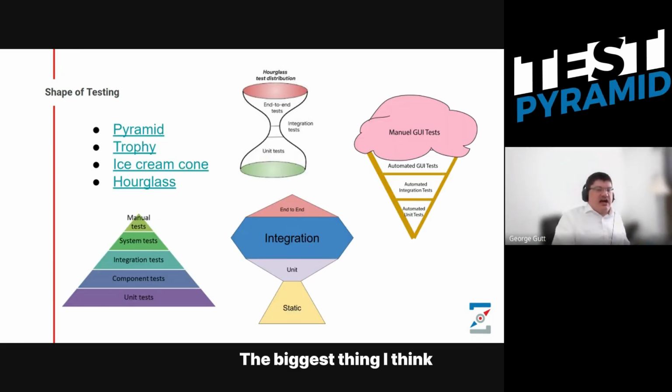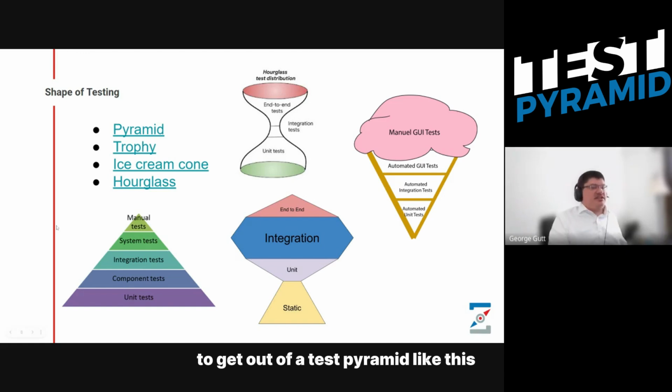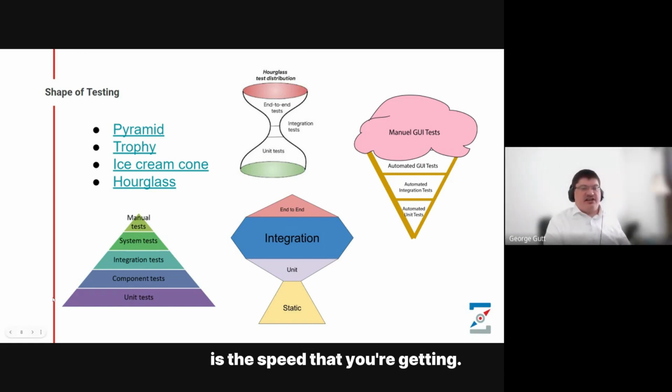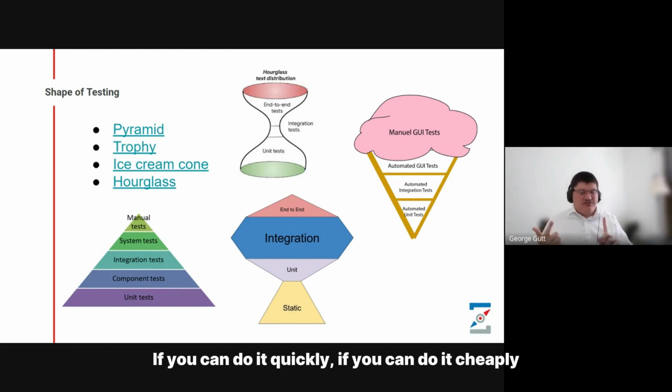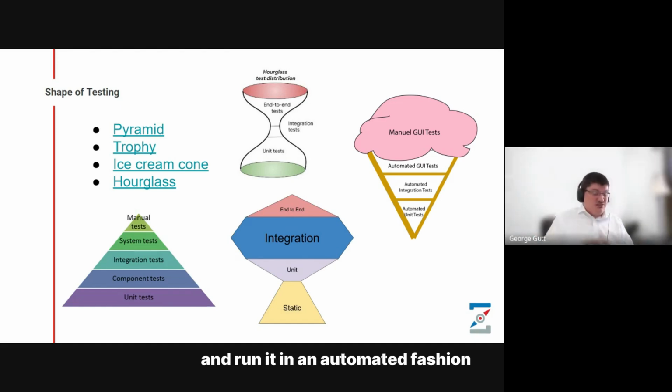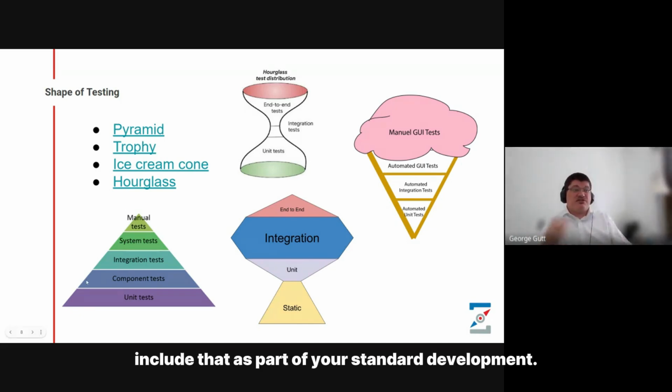The biggest thing I think to get out of a test pyramid like this is the speed that you're getting. You want a lot of very fast tests and not as many very slow tests. If you can do it quickly, if you can do it cheaply, and you can run it in an automated fashion, then write a lot of them. Include that as part of your standard development.